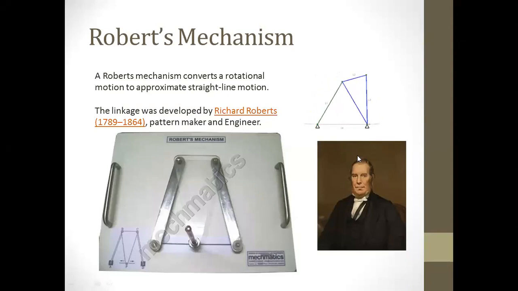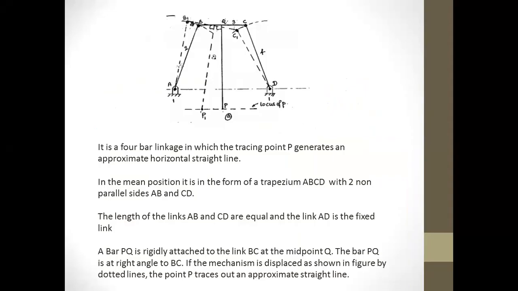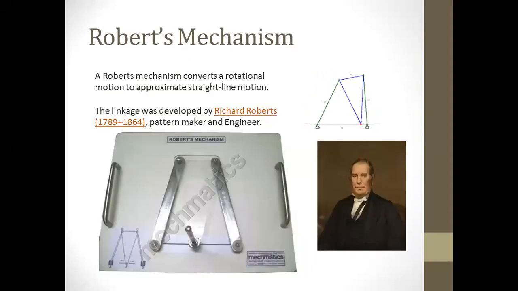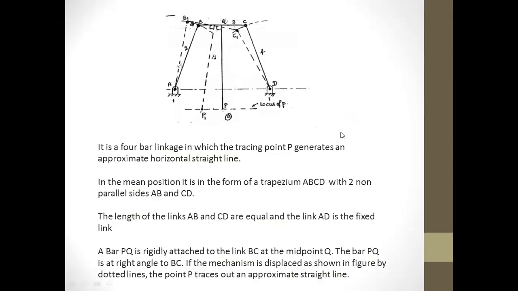So here you can see the animation. It will generate a straight line which is approximate. It is not an exact straight line, it is an approximate straight line. Next we see how many links are there here. It is a 4-bar linkage, link 1, 2, 3, 4. Now it is a 4-bar linkage in which the tracing point P generates an approximate horizontal line. So P will generate an approximate straight line.